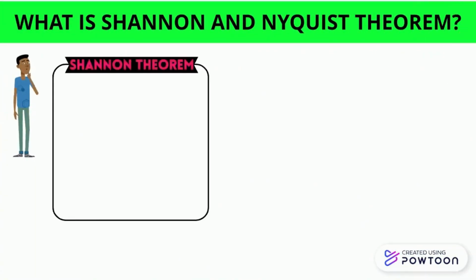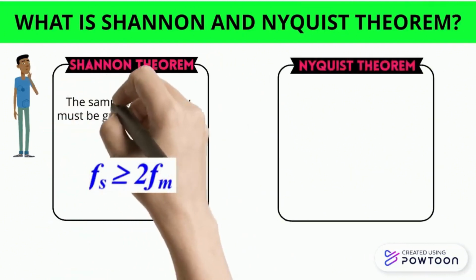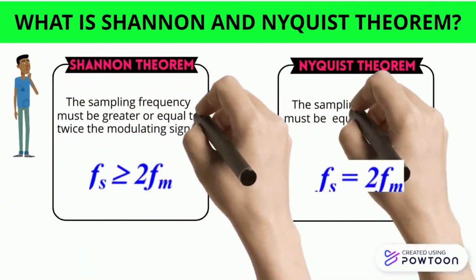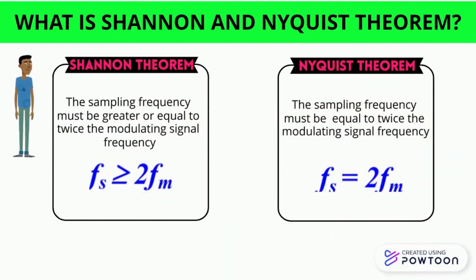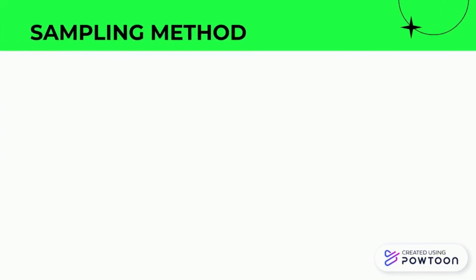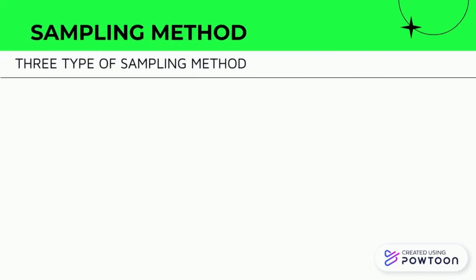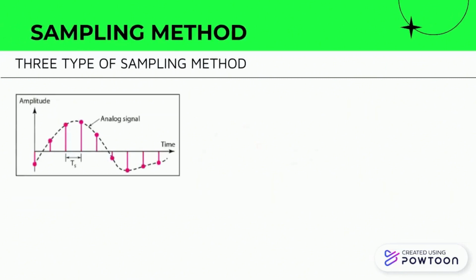What is the Nyquist and Shannon theorem? Shannon theorem states that the sampling frequency must be greater than or equal to twice the modulating signal frequency. In short, Fs is greater than or equal to 2 Fm. While for the Nyquist theorem, the sampling frequency must equal twice the modulating signal frequency, or in short, Fs equals 2 Fm. For the sampling method, there are three, which are ideal, natural, and flat top.